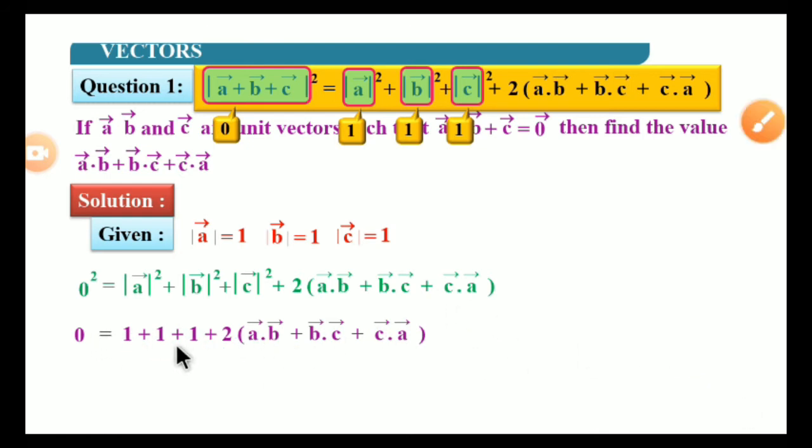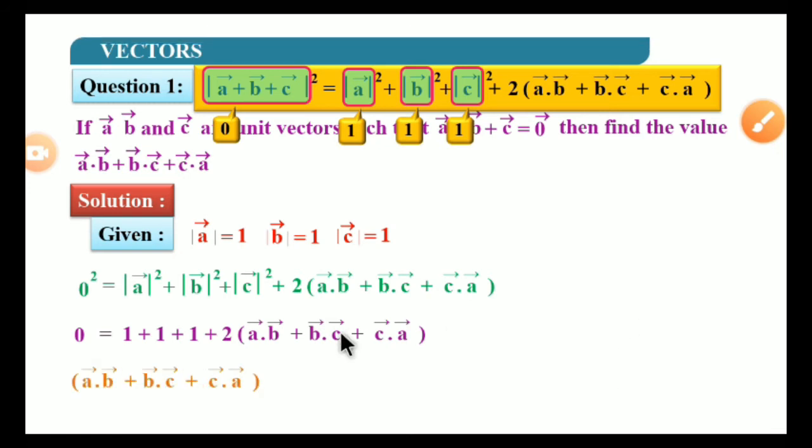Now taking to the left hand side, it becomes minus 3. So that here the remaining is a dot b plus b dot c plus c dot a remaining this side, and which is equal to minus 3 here because this 3 transferred this side, so it becomes minus 3, and multiplied 2 can be taken in the denominator, so it becomes here minus 3 by 2. So this is the answer of a dot b plus b dot c plus c dot a.